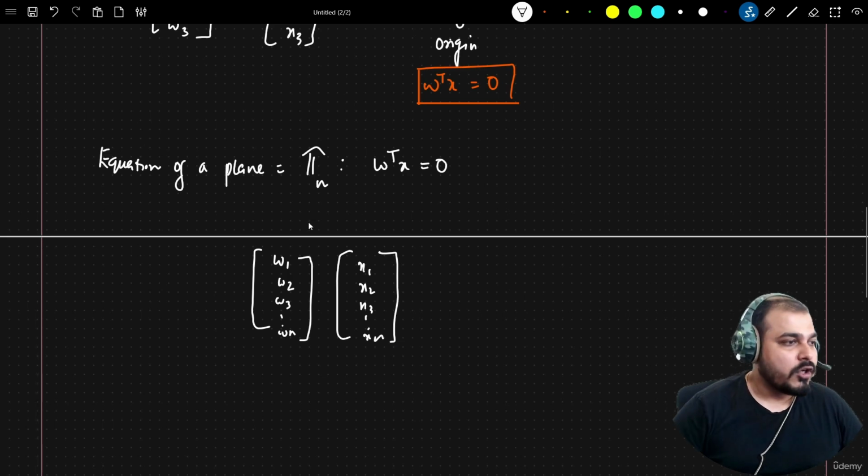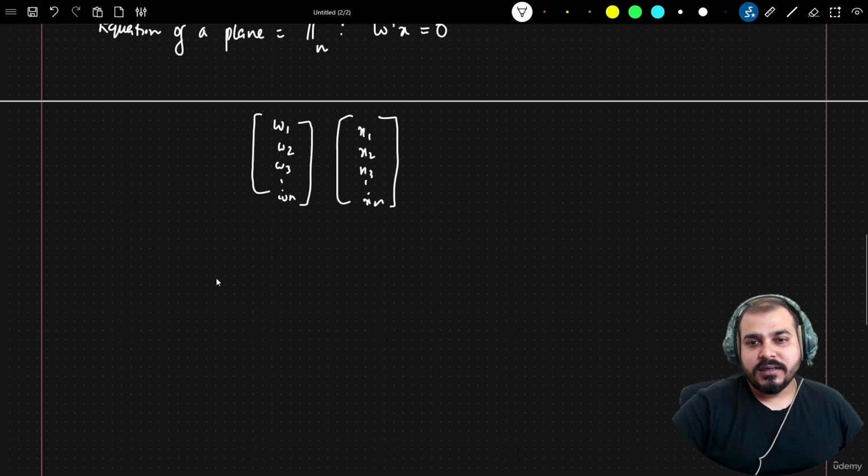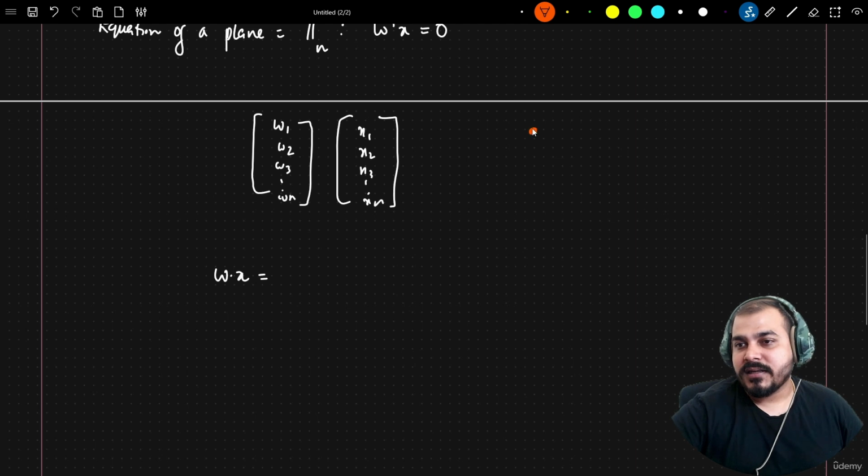And specifically when we do the dot operation, we are going to get this specific equation, that is w transpose x is equal to 0. Now forget about the equation of a plane, guys. In this particular case, let's consider w multiplied by x. Let's consider that these are my two vectors, w and x.